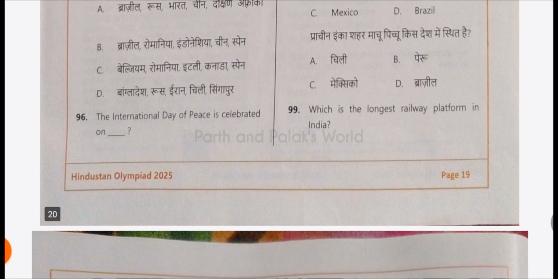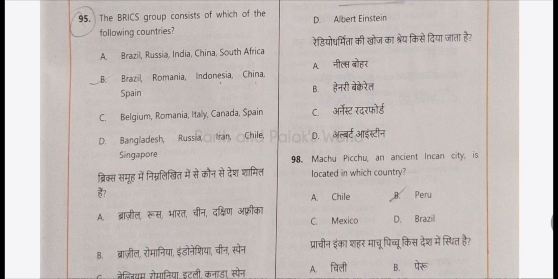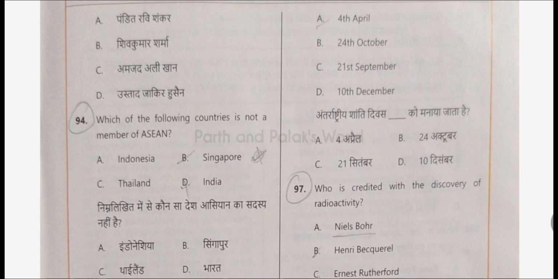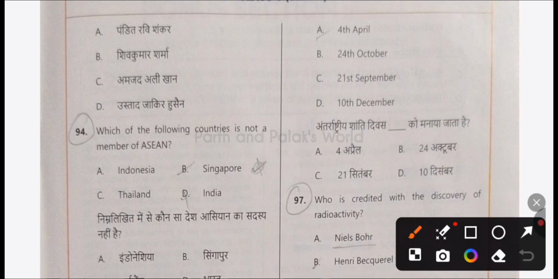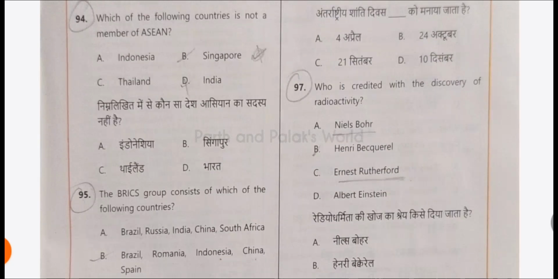Moving on to question 96. The International Day of Peace is celebrated on. The correct answer of this question is option number C, 21st September.